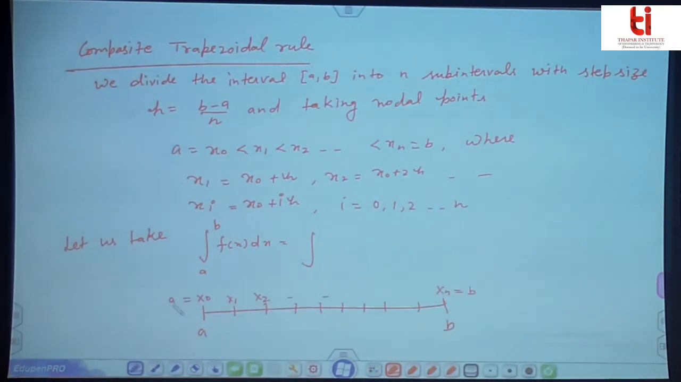and x0 is your a. So we will write this integral from a to b of f(x) dx as the integration from x0 to x1 of f(x) dx plus x1 to x2 of f(x) dx, x2 to x3 of f(x) dx, and so on, plus xn minus 1 to xn of f(x) dx. So now we have divided the whole integration from a to b into integrals over each subinterval.